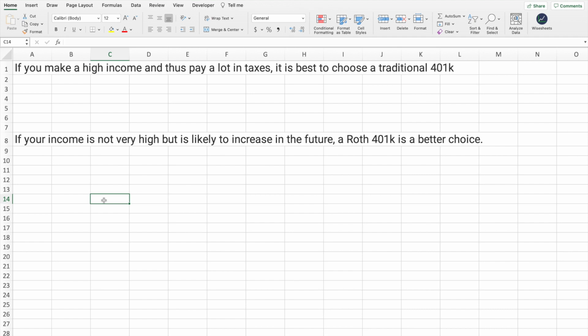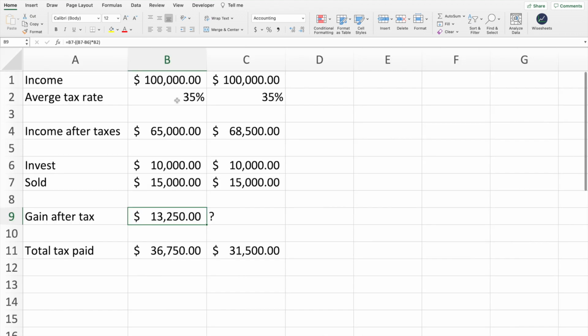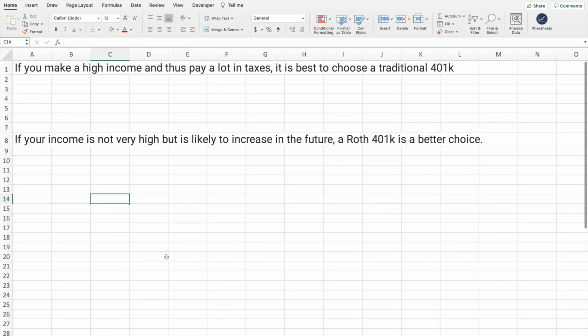And the answer for that is simple. You can just follow the golden rule, which in this case is that if you make a high income and thus you pay a lot of taxes, it is best to choose a traditional 401k. So if our income was very high, and again, you can look into what those numbers mean, let's say greater than 150,000 or 200,000 or 300,000, then it is best to go with a traditional 401k because you can directly subtract from your taxable income. But if your income is not very high, but it's likely to increase in the future, then a Roth 401k is a good choice.